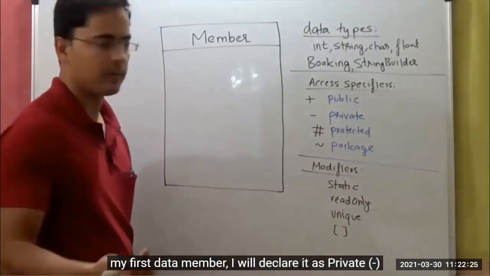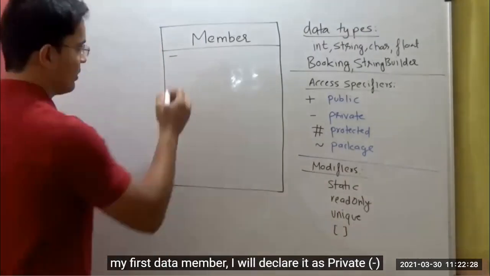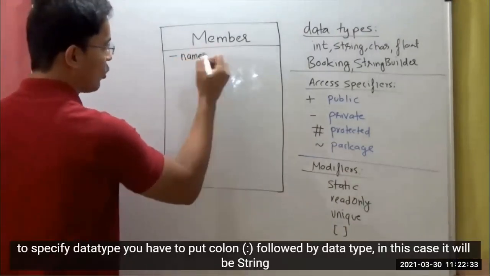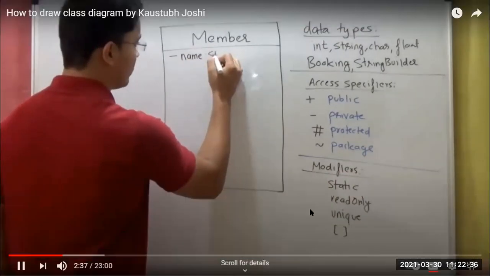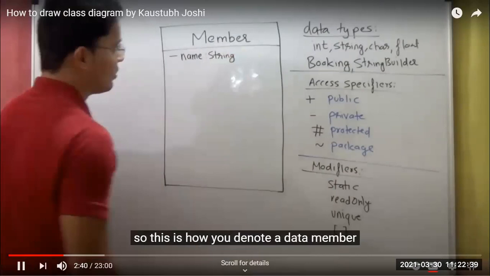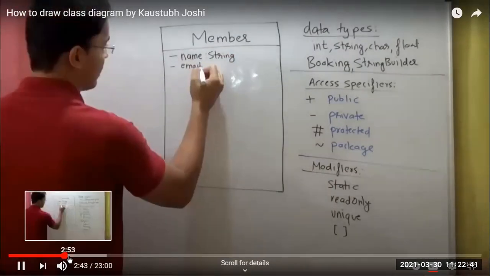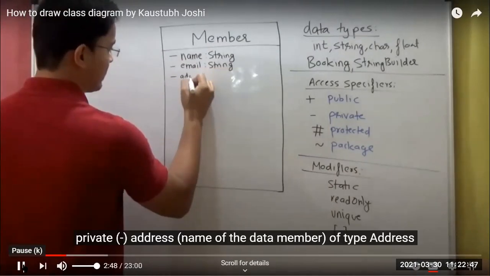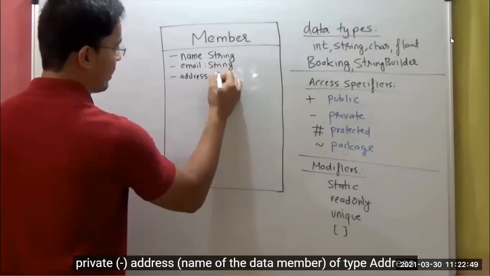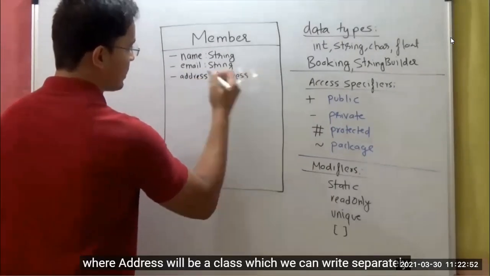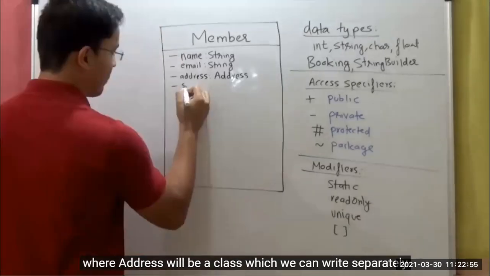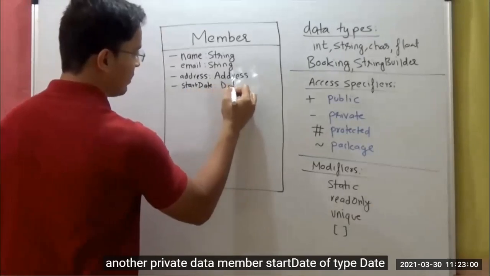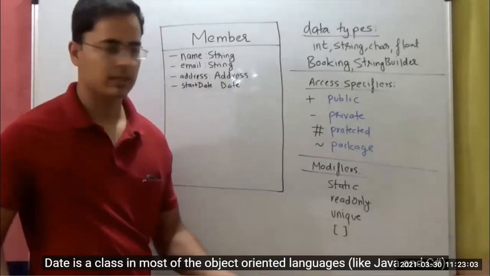My first data member, I'll declare it as private. I'll say name of the member. Data type, you have to say colon. Data type will be string, right? This is how you denote your data member. I'll again say private. It will be again of type string, private, address, name of the variable, of type Address, where Address will be a class which we can write separately. Private, let's say start date, of type Date, right? Date is a class. In most of the languages we have a Date class.